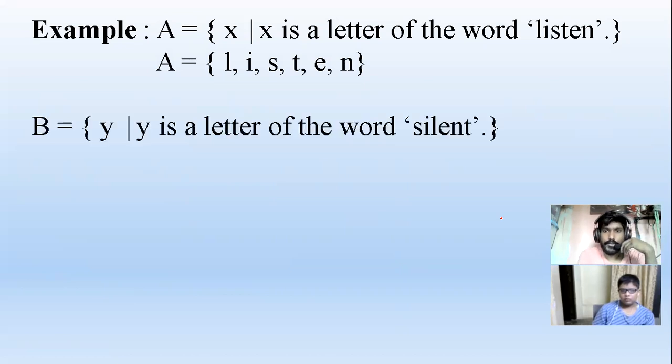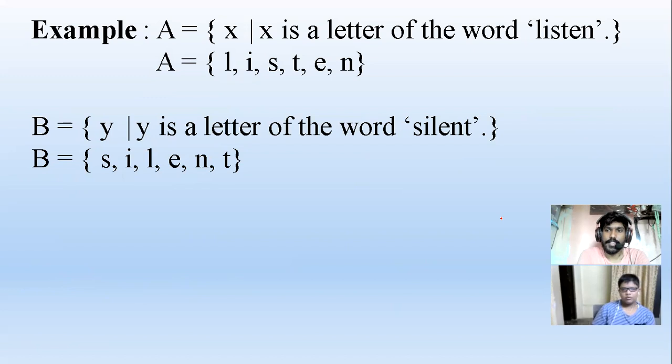Now B, can you read this? B is a set of the variable Y such that Y is a letter of the word SILENT. In roster form, how will this look? S, I, L, E, N, T.